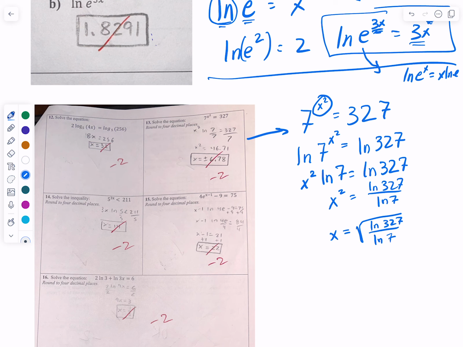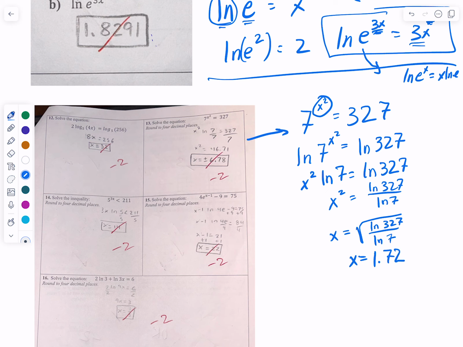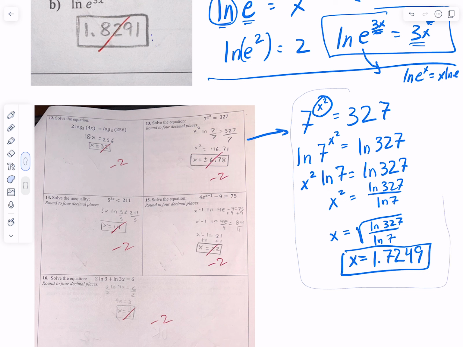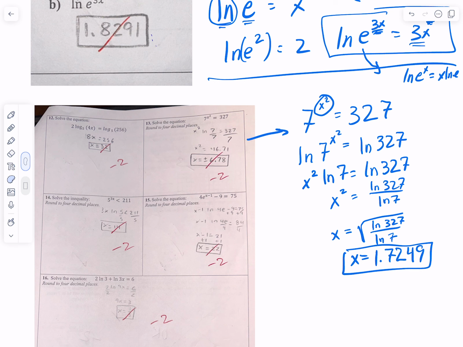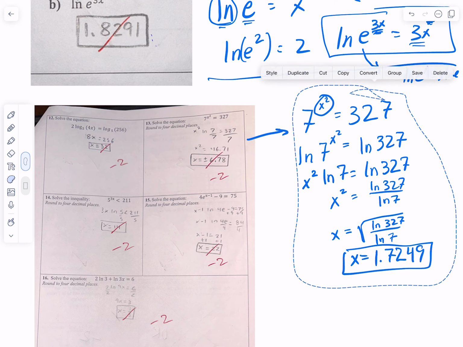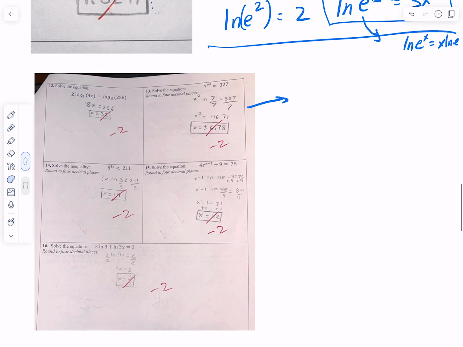And they say carry this to 4 places. So I get x equals 1.7249. Okay, so you're going to use your calculator on all of these next and all the ones on this page except for that first one. Boom, boom, boom. Delete. All right.